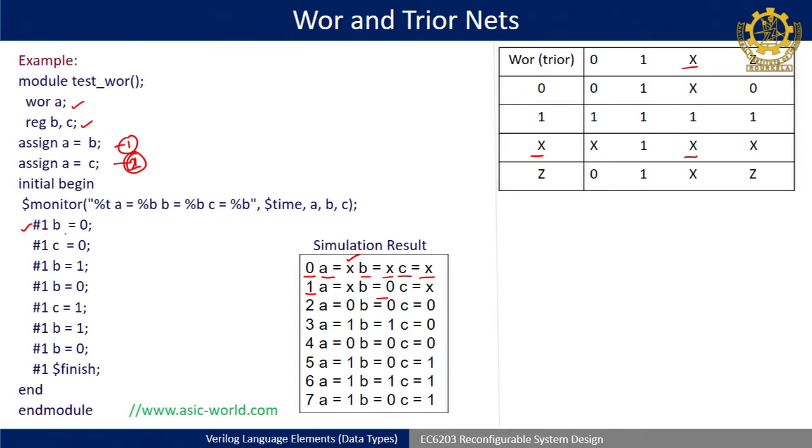Then after #1, now B is becoming 0. So, at 1 time unit my B is becoming 0, but C I have not defined. So, as it is a register and undefined, it is the same X. So, now B is 0, C is X. So, what will be the value? B 0, C X. So, now A is also X. Understood?